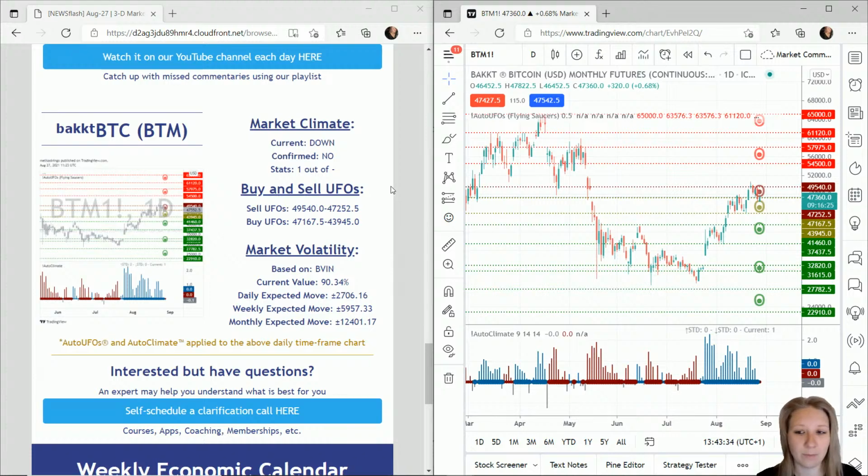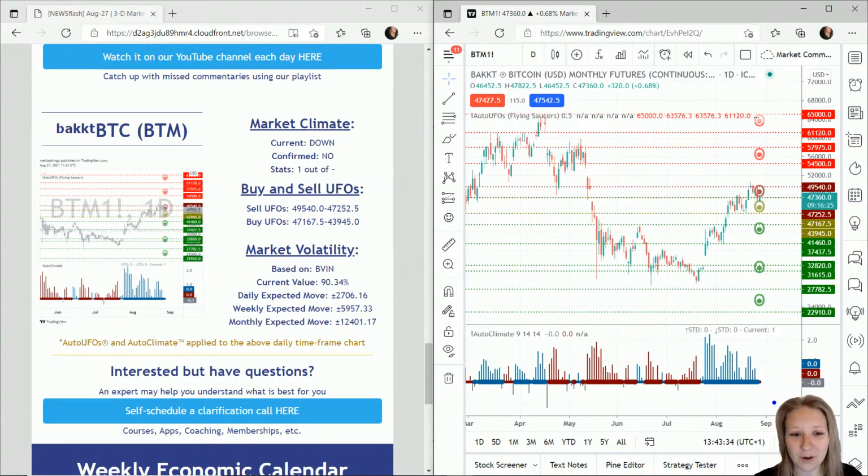Okay, so with Bitcoin, interesting situation. We have, for the first time in a long time now, an unconfirmed climate. We had 20 or so probabilities to the upside, day in, day out, for the last month, I guess. With Bitcoin, we now have an unconfirmed climate, meaning it's now decided it doesn't know what it's doing.